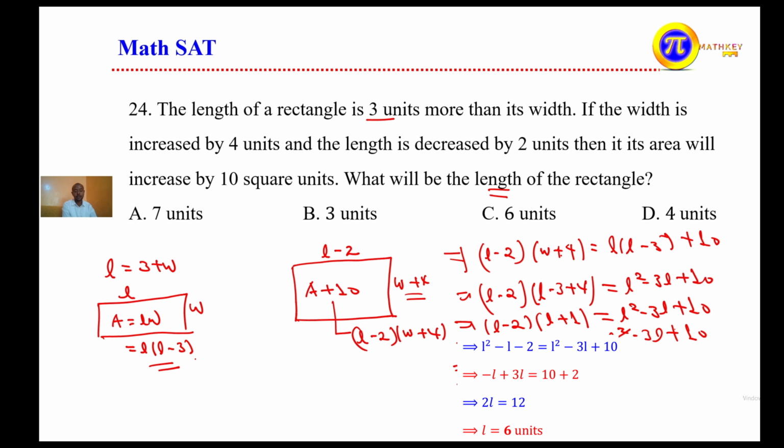So from the given choices, which one is the correct choice? The choice is C, the correct one, which consists the value of its length.